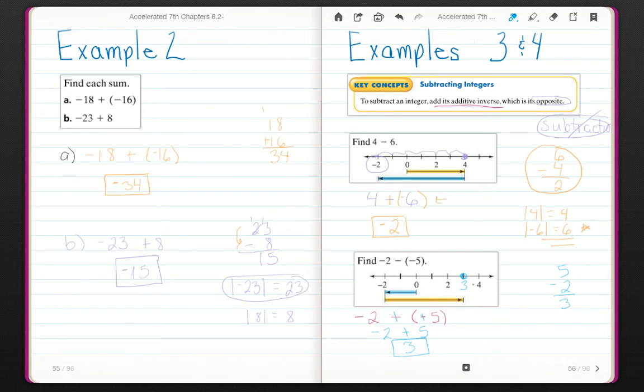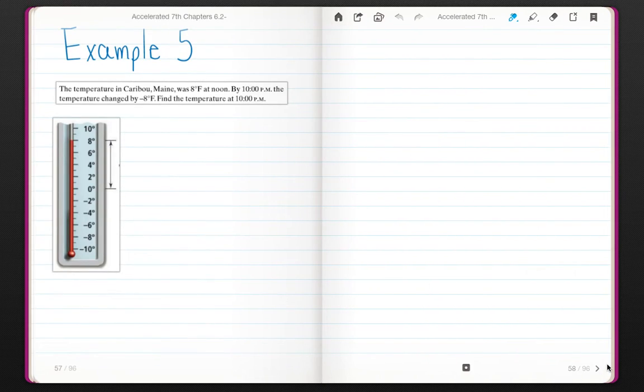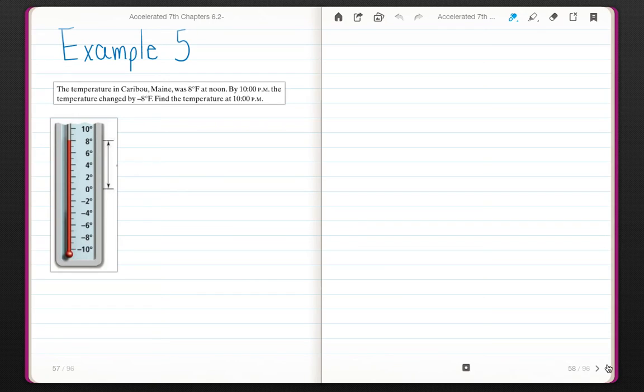Okay, actually we do have one more example, I believe. Yep, example 5. The temperature in Caribou, Maine was 8 degrees Fahrenheit at noon. By 10 p.m. the temperature had changed by negative 8 degrees. Find the temperature at 10 p.m.